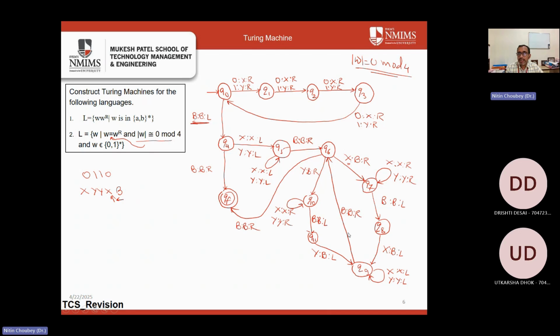This task we already did in earlier examples also. WWR also, we did the same example, same task.